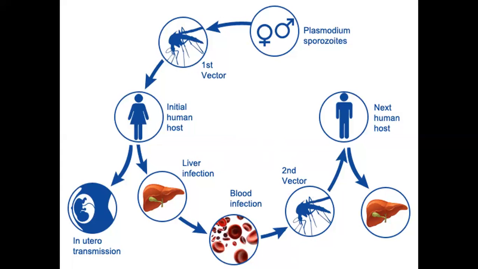In this case, mainly the liver is affected. After the liver infection, the blood is affected by that sporozoite or that Plasmodium species.